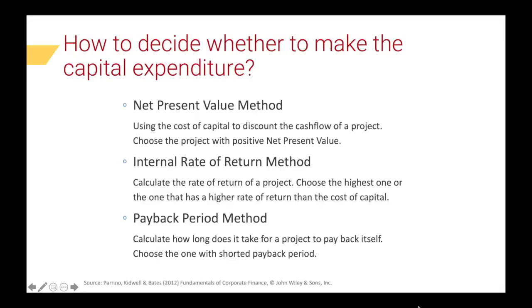How to decide whether to make a capital expenditure. Number 1, use the net present value method. Use the cost of capital to discount the cash flow of a project. Then, choose a project with a positive net present value. Or 2, use the internal rate of return method. Calculate the rate of return of a project and choose the highest one or the one that has a higher rate of return than the cost of capital. Or 3, use the payback period method. Calculate how long it takes for the project to pay itself back, then choose the one with the shortest payback period.